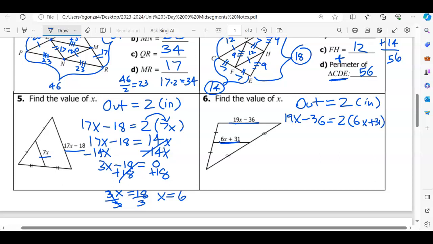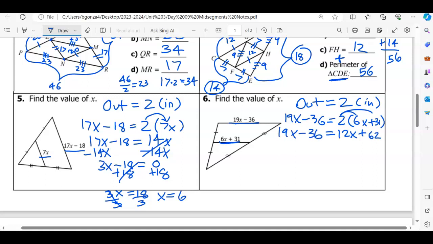Just like last time, you have to multiply, distribute that too. 2 times 6x, 2 times 31. What's 2 times 6x? 12x. 2 times 31, 62. Bring down the left side.